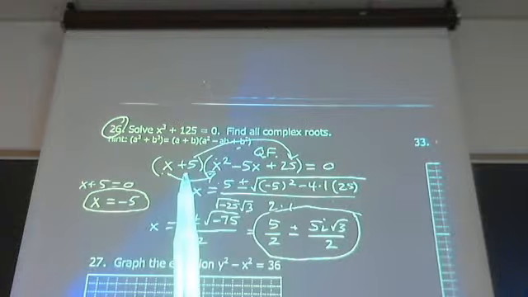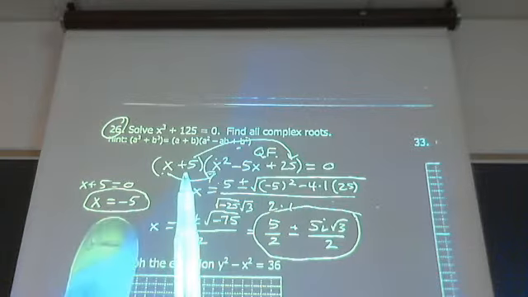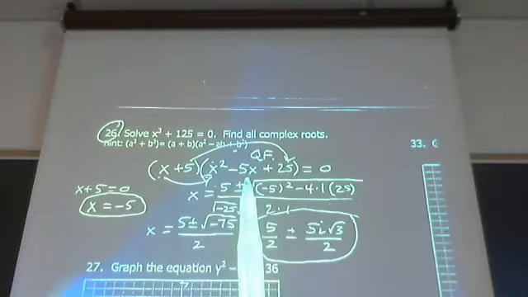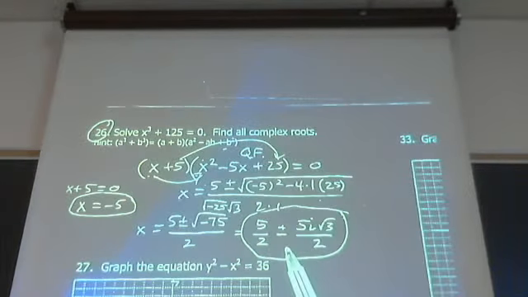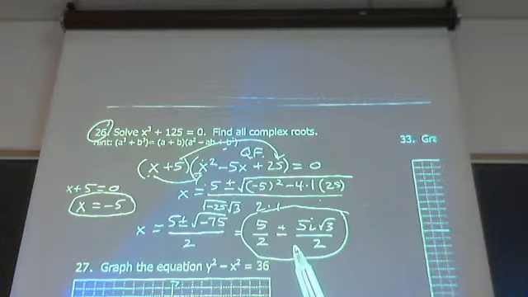The first one is easy to solve, correct? No. What is it? Negative 5. The second one, not so easy to solve because it requires that you use the quadratic formula. And you get nice imaginary solutions. And what's the relationship between these two solutions? What's the relationship between them? Yeah, they're plus and minus.